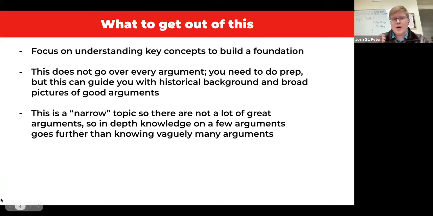Something we want everybody to understand is that this is meant to build key concepts as a foundation for your topic knowledge going forward. You still have to do prep, and you still need to understand the historical background and the broad picture of what the good arguments are going to be. But this is going to help give a good foundation of where you can build arguments from.